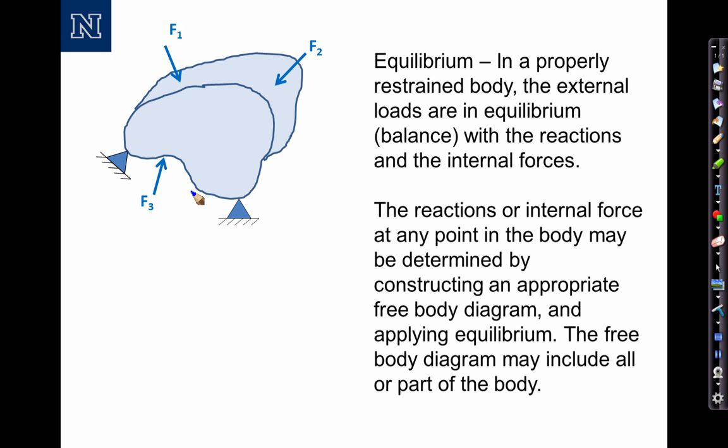Now suppose instead that I want to solve for the reaction across some internal surface of the body. In that case, I would draw a free body diagram of a part of the body that includes the internal surface that I'm interested in. Like before, I apply the loads over the portion of the body that I'm looking at. So F1 and F2 are of interest. And I will also draw the unknown internal force across that surface. It's a distributed force, so I'm going to draw that with a series of arrows. I'll label it R.